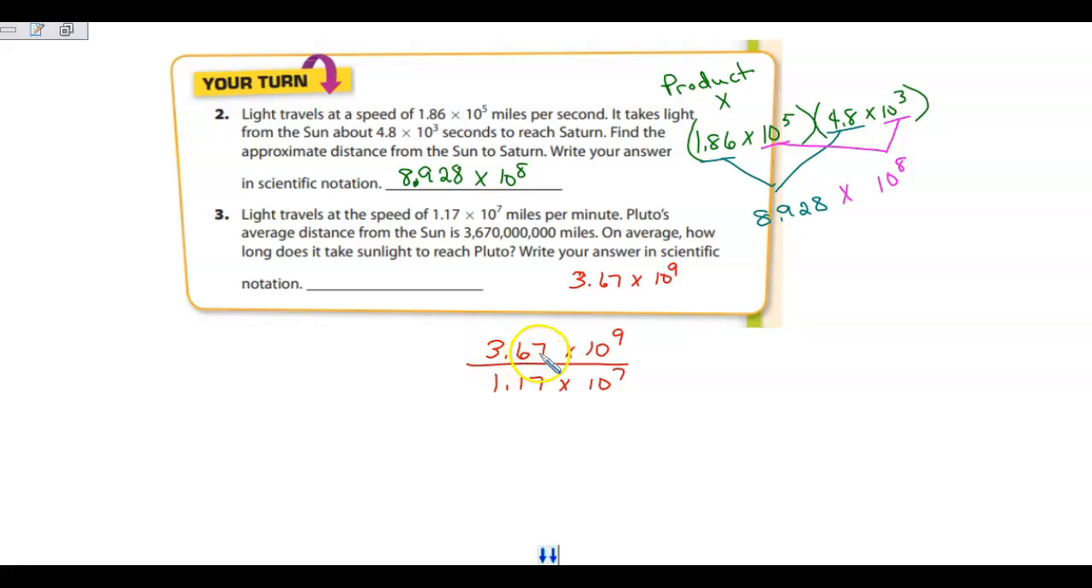If I take 3.67 and divide it by 1.17, I get 3.13675, and it's just going to keep on going. And then my powers have a base of 10, so I'm just going to subtract my exponents, and 9 minus 7 is 2. I can round this to the nearest hundredth, and so that 6 is telling the 3 it's going to go up 1. So I'm going to have 3.14 times 10 to the 2nd power minutes.